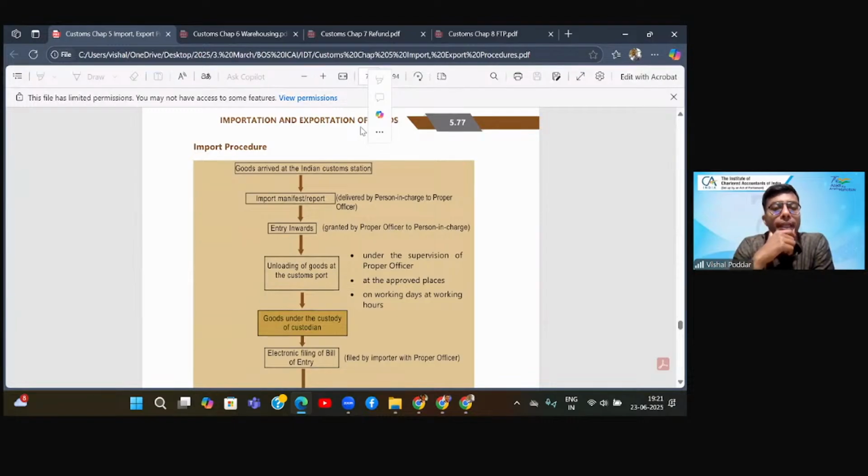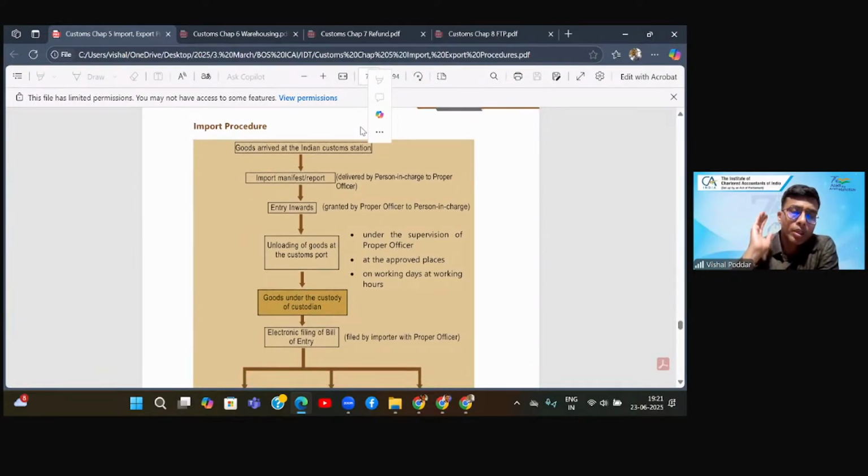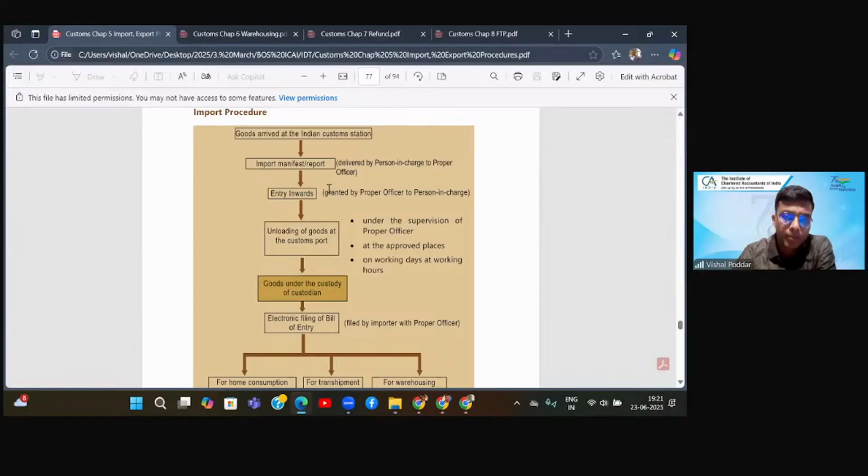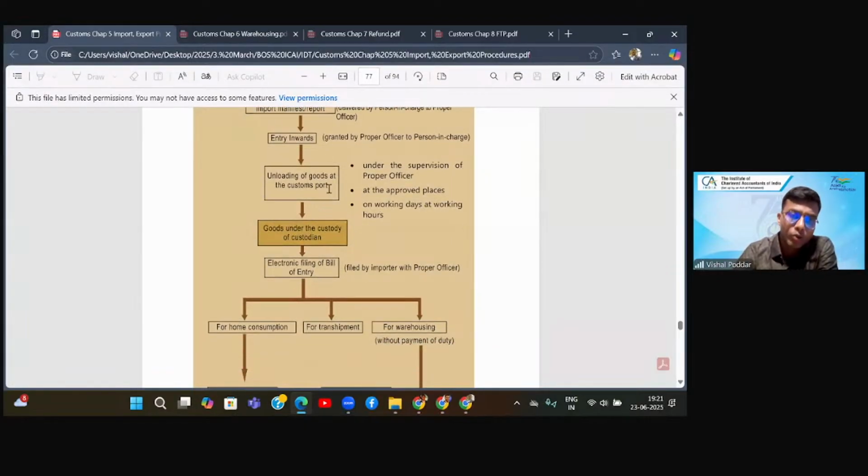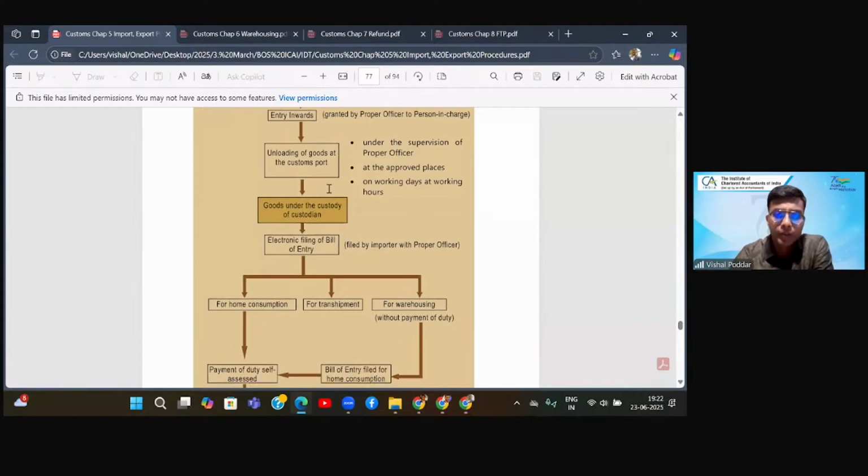Now coming to the detailed import procedure. First, the person in charge will call at a customs nominated port or airport. It will deliver the import manifest. On the basis of the import manifest, it will be granted the permission of entry inwards. The goods would now be unloaded, one, at the approved place, two, under customs supervision.